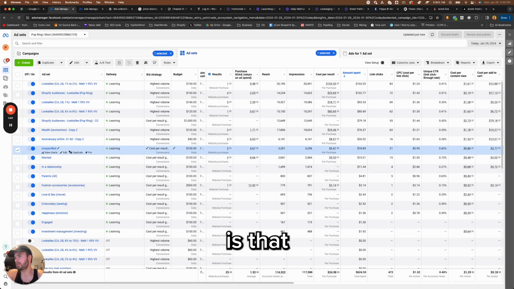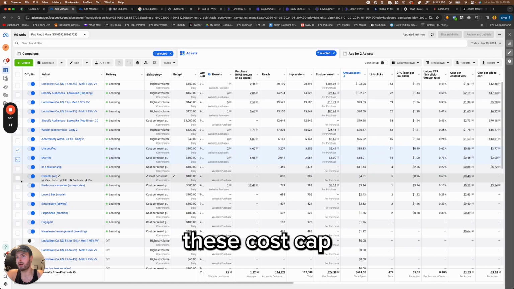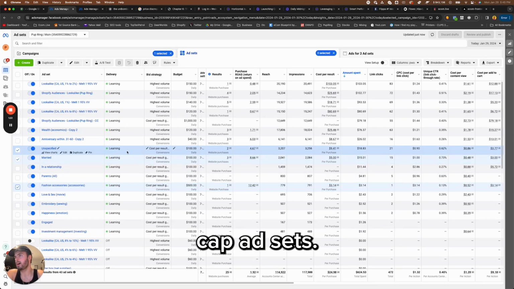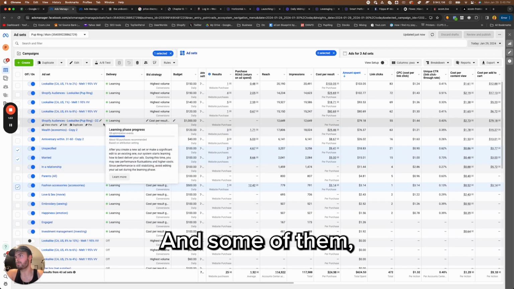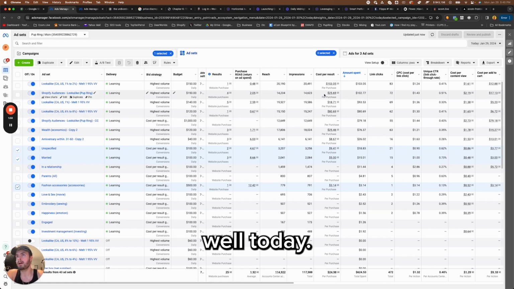Now, one thing you'll notice is that we are getting some pretty good results here with some of these cost cap creative, or some of these cost cap ad sets. Obviously, not all of these are cost caps, and some of them, like this guy here, are not performing well today. But I do want to show you on just a blended level.